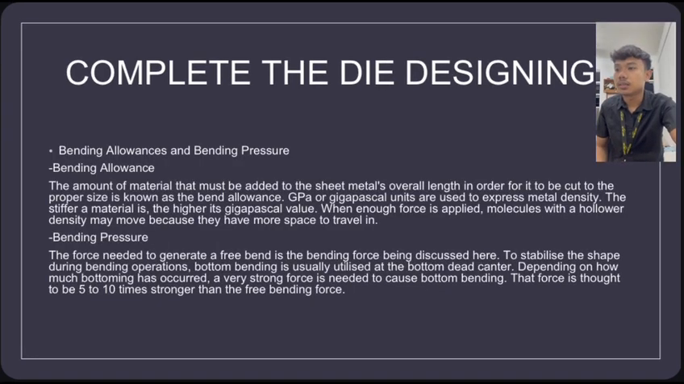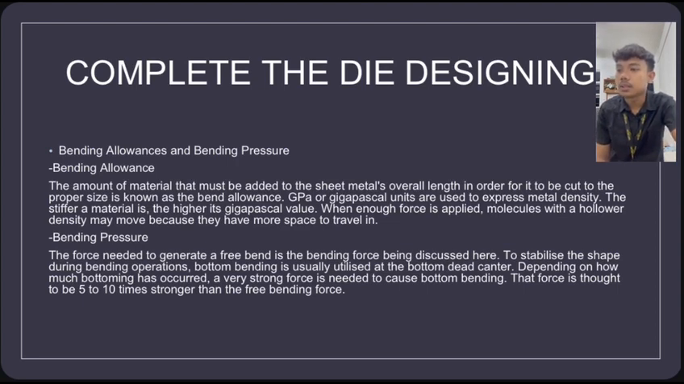Complete the die designing. Bending allowance and bending pressure. Bending allowance: the amount of material that must be added to the sheet metal's overall length in order for it to be cut to the proper size is known as the bend allowance. GPa, or gigapascal, units are used to express metal stiffness. The stiffer a material is, the higher its gigapascal value. When enough force is applied, molecules with a hollower density may move because they have more space to travel in.